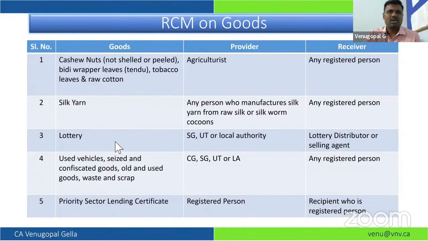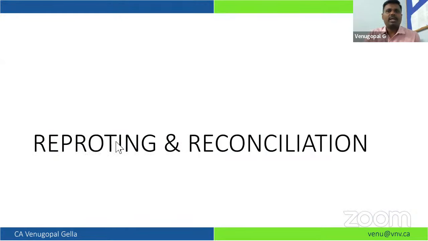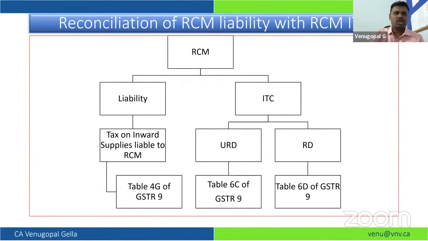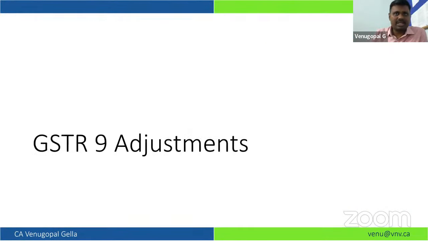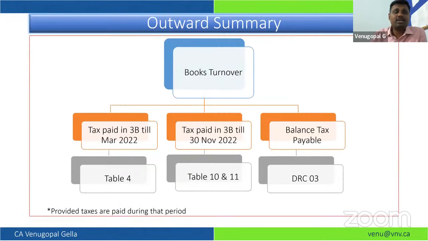And goods are generally not much applicable. How do I report and reconcile? You have to ensure that you report your liability in table 4G of GSTR 9. Avail the ITC if it is purchased from unregistered in 6C and registered in 6D. So the control that you need to have: the value in 4G should be higher than the ITC. ITC cannot be higher than the liability of RCM. Likewise, in my 2A, if RCM is there, yes, it would be shown. That value should be reported in 6D. You cross-check that.